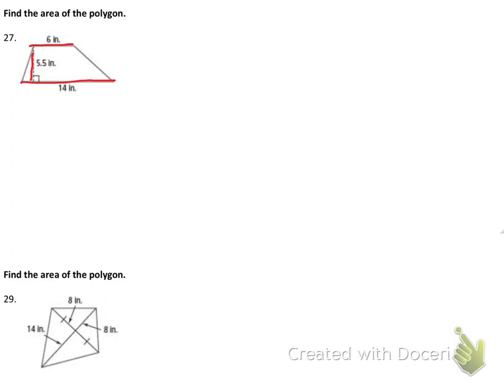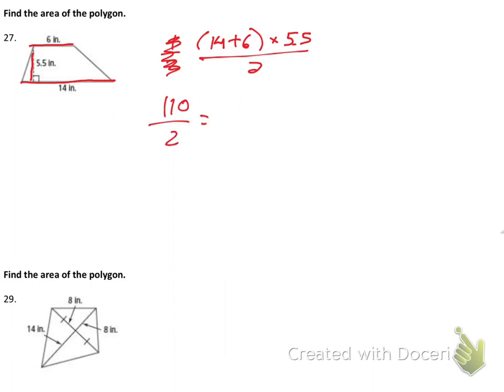So this is a trapezoid, because there's two bases, right? So it's going to be 1/2. Well, actually, what I like to do is, instead of doing 1/2, I like to divide it by 2. So in the parentheses, I'll do the two bases, which would be 14 plus 6, and I'm going to multiply it by the height, which is 5.5, and then divide that by 2. 14 plus 6 is 20, and then 20 times 5.5 is 110. Divided by 2, it's going to be 55. And that is inches squared.